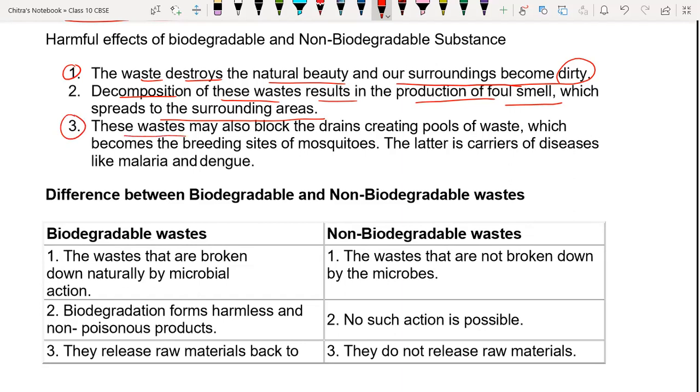Third one, these wastes may also block the drain, creating pools of waste, which become breeding sites of mosquitoes, and later they carry diseases like malaria, dengue, filaria, etc. Filaria is the elephant leg disease. It is again spread by the protozoa which is present in the filariasis-carrying mosquito. Understood, everyone? These are the three harmful effects of biodegradable as well as non-biodegradable waste.